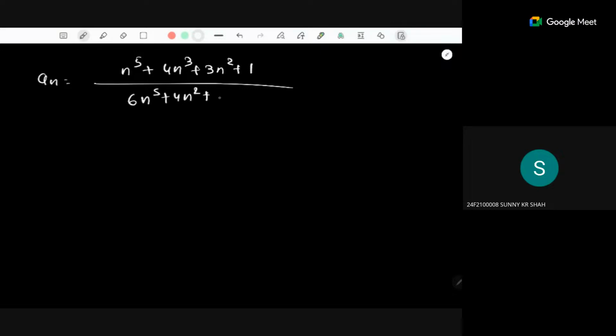Let me take another example. Suppose I have the sequence e_n equal to (n^5 + 4n^3 + 3n^2 + 1) upon (6n^5 + 4n^2 + 5n + 6). In this case, what do you guys think the limit as n goes to infinity of e_n will be? What will be the limit of this sequence? What should be the limit?